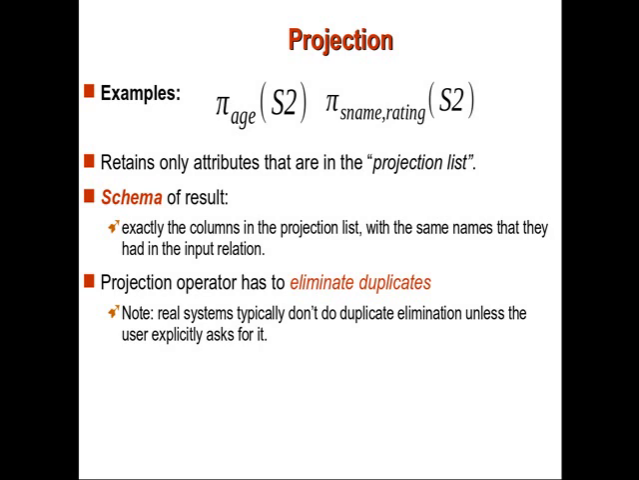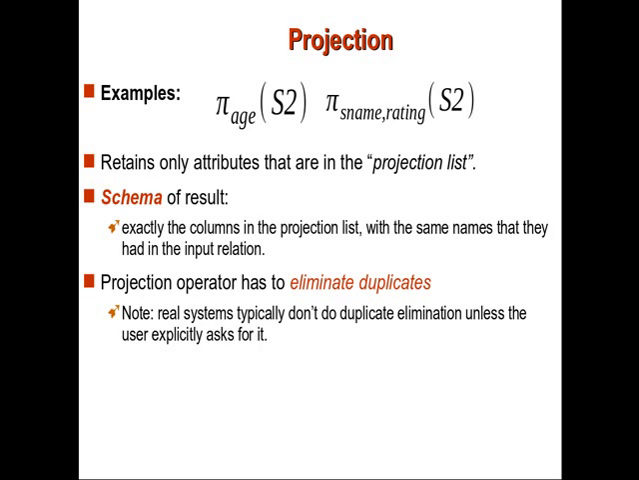Now we'll look at the first relational algebra operator, which is the projection operator, and you can see the examples for the projection operator. The first one has the attribute age in the subscript, and in the brackets we write the relation name. The second has the attributes sname and rating in the subscript, and this operator is performed on the relation written in the brackets, S2.